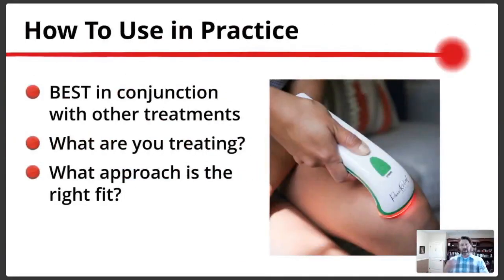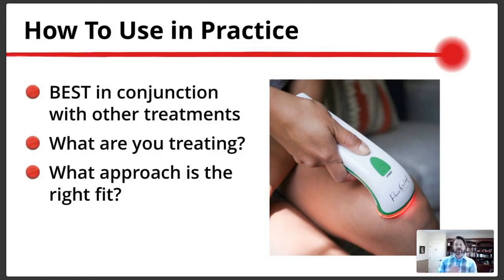So with that in mind, with this information, we need to talk about how to use light therapy in practice, and then we'll talk about devices and how they work and what to choose and the differences between them. But the first thing, when you're thinking about a light therapy device, the first thing you've got to consider is, what am I treating? And what other treatments am I going to be using? Now listen, I would love to tell you that light therapy is the end-all, be-all, fix everything.